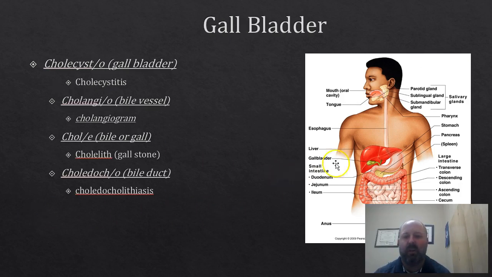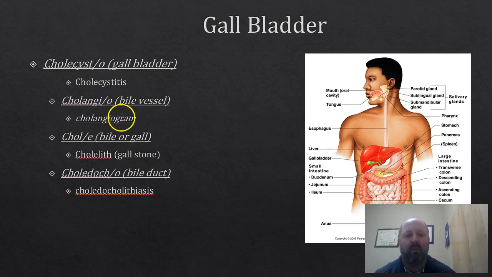And then of course your gallbladder sits here underneath the liver, and you need to understand the different parts of the gallbladder. It's a little confusing, but cholecysto is the gallbladder in general. So if you have cholecystitis, you have inflammation of that gallbladder. Cholangial is the bile vessel, right?